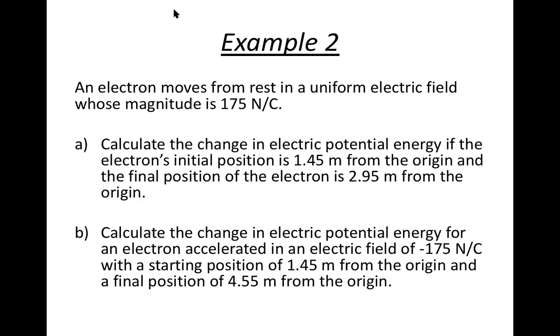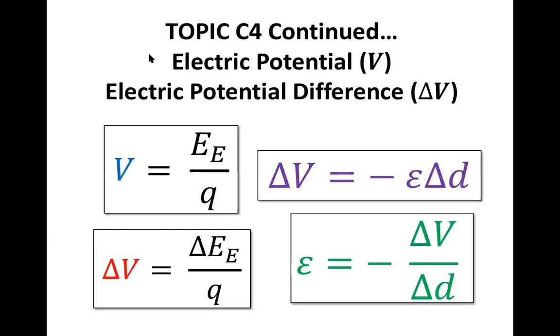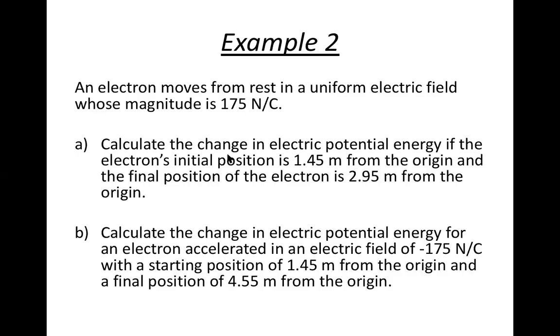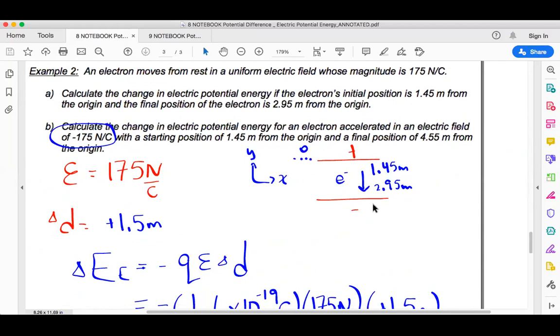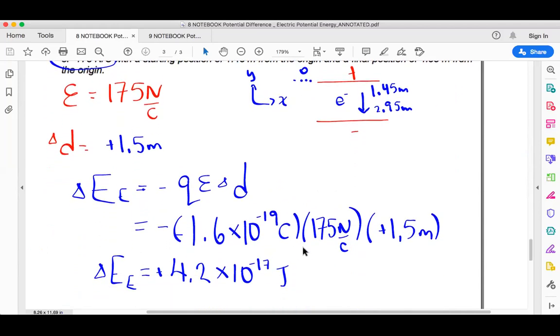Okay, so B is a little bit different. Let's write out this problem. We draw our diagram again. Now the electron is moving from 1.45 to 2.95. So we say that this is our reference point of our position. For the electron, we're going to have to put in work to move this electron from here to here. Delta EE equals negative QED. We're going to substitute in those givens.